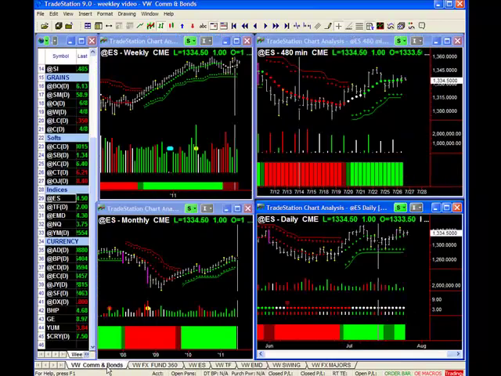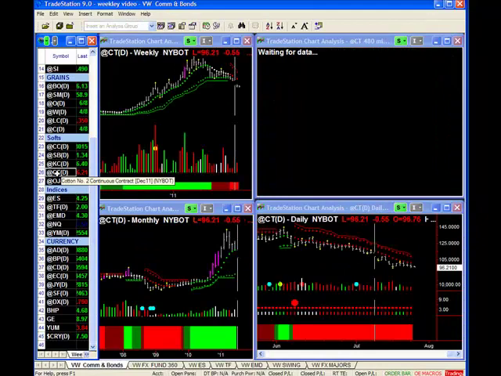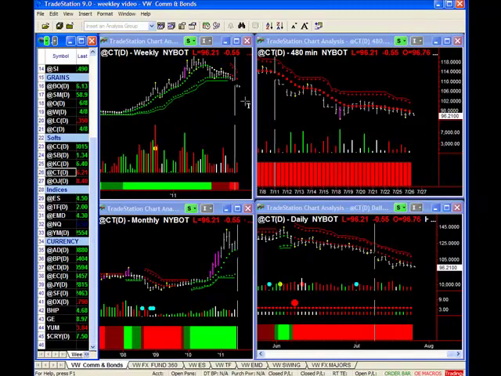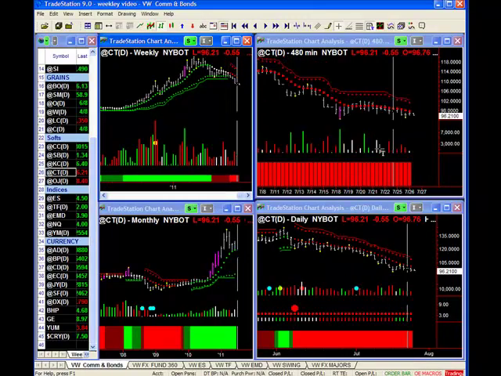Let's just quickly move on and have a look at our trades that we have in place. If you remember, cotton, I've been short of this in my own account. You can see that still short on the weekly, still short on the daily, and on the 480-minute third of a day, very happy with that.